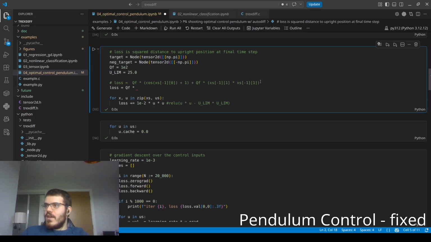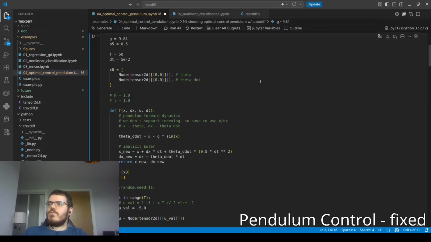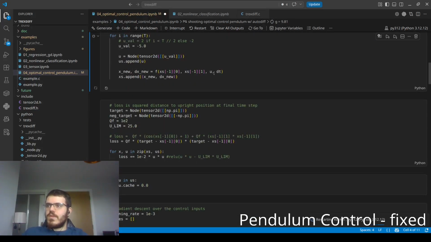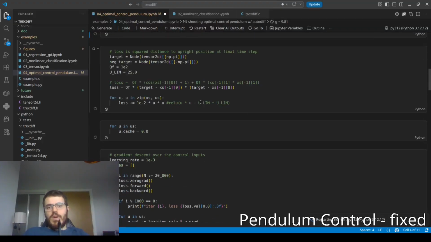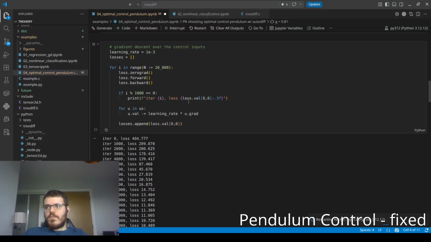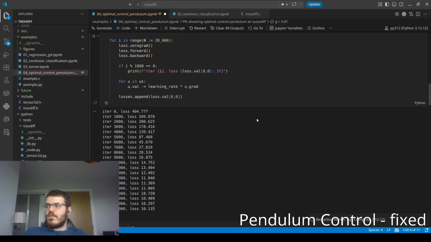If we try the last formulation, which was target minus like this, so this squared, and then run it, I'll restart, run all. So this will give us one way. I'll give it a second.